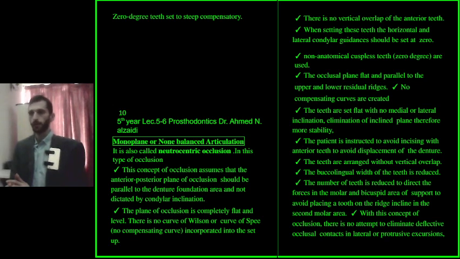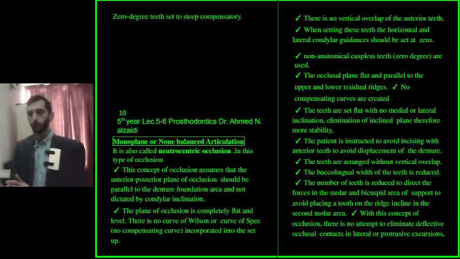The teeth are arranged without vertical overlap. The buccolingual width of the teeth is reduced. The number of teeth is reduced to direct the forces in the molar and bicuspid area of support, to avoid placing a tooth on the ridge incline in the second molar area.